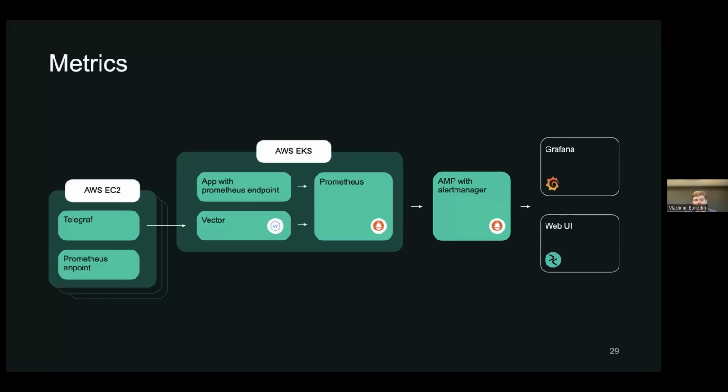Because usually people already have a Prometheus and they want not only to see the logs and the metrics in our web interface, but also in their own monitoring solution. So Telegraf sends data to Vector in control plane.